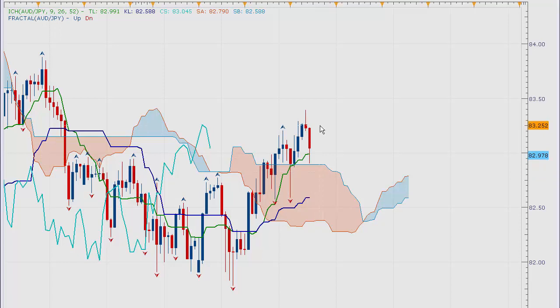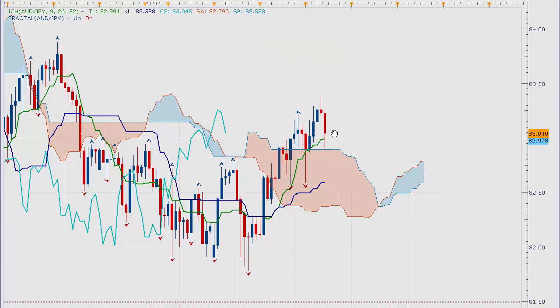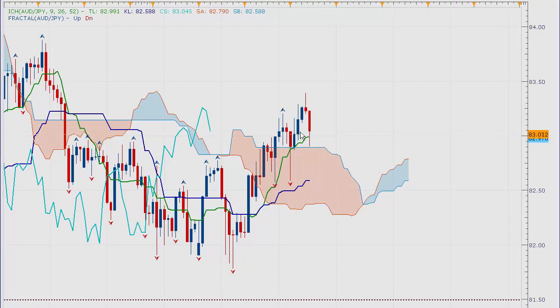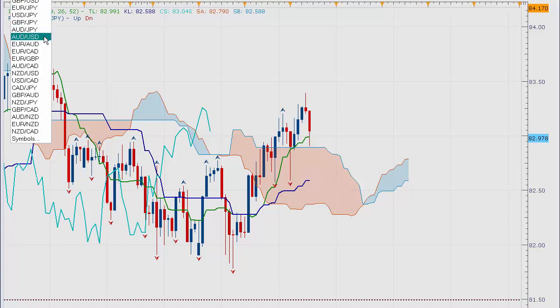So we could wait for some sort of signal here, and then we could possibly trade that to the upside. We've got a bullish Kumo future. We've got a bit of distance between Tenkan and Kijun, and Chikou's above price. So if we wait for a signal, then we could probably take that to the upside. So that's Aussie yen. Next is Aussie USD.